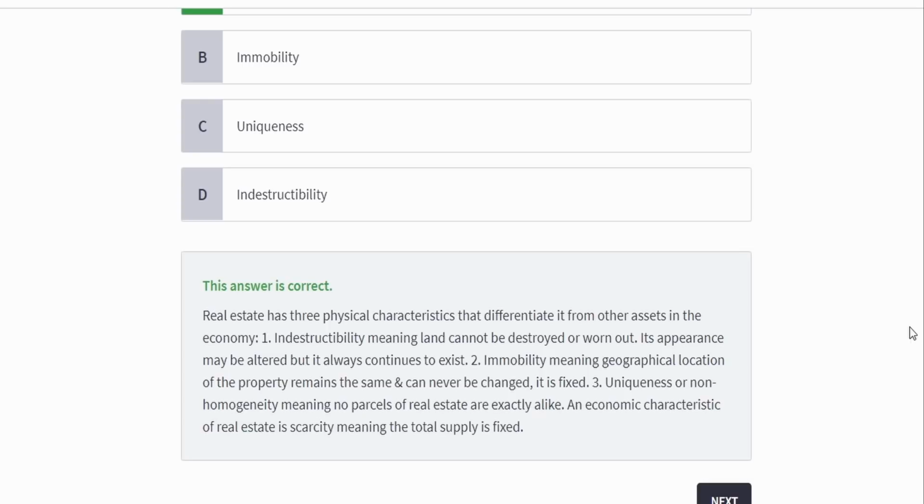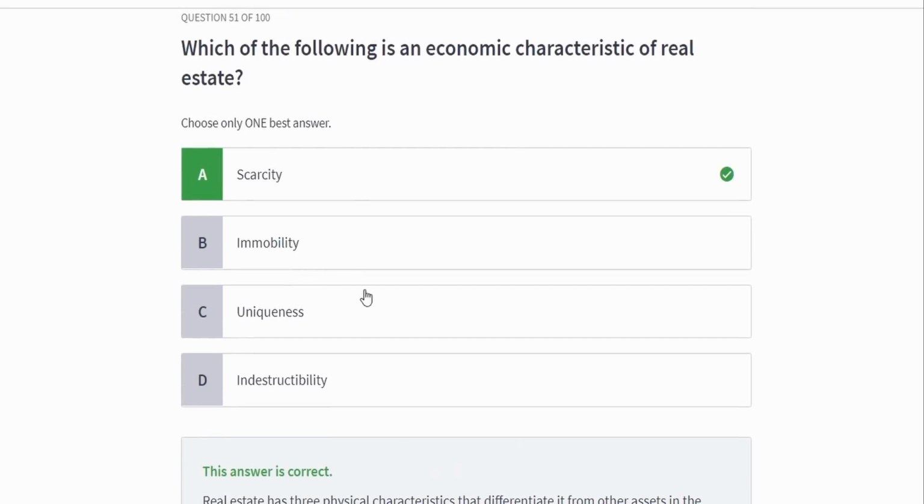So, we don't have to talk about those things in this question. What we need to talk about is the economic characteristics. And that would be, again, scarcity, meaning the total supply is fixed. And that makes sense, right? Because when we're talking about economic factors, uniqueness, immobility, indestructibility, those aren't economic characteristics. Those aren't economic things. When you hear economic, you need to hear scarcity, improvements, something investment related. Those are the things that drive the economy side of real estate.